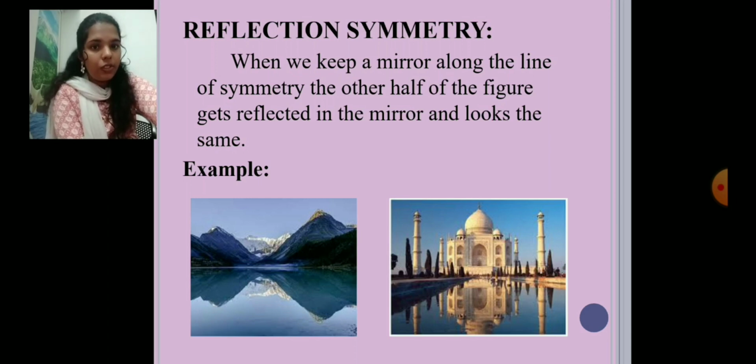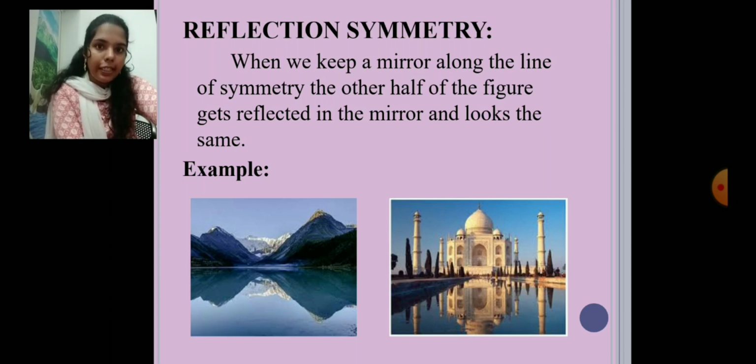That is known as reflection symmetry. I have given two examples. First one is the ocean. In the reflection of the ocean, the mountain is reflecting the same in that water. In the second example, I have given the Taj Mahal. The reflection of the Taj Mahal in that river looks beautiful, and it gets the same image. The other half is getting the same reflection in the water. In both examples, we can easily identify reflection symmetry.